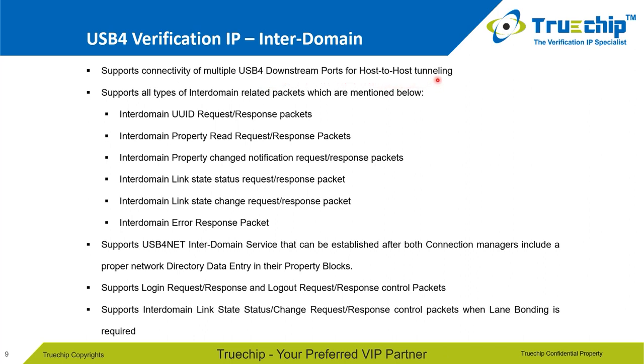The interdomain is discovered by the connection manager when a connected router is found to be already enumerated in its other domain. The connection manager detects the interdomain link by exchanging UUIDs, which are unique for every domain, and it also exchanges the interdomain property blocks. The link state change requests can also be shared if lane bonding is enabled, and time sync operation can be performed if enabled by the user. After this, path setup for host-to-host tunneling will be done, where the login request and the logout requests can be shared.